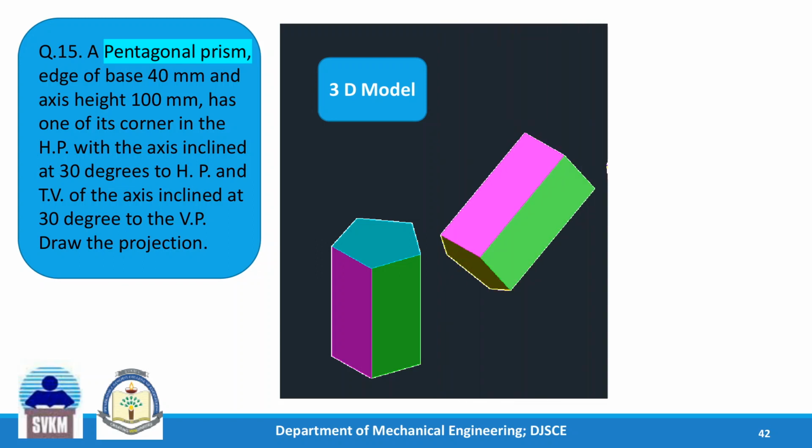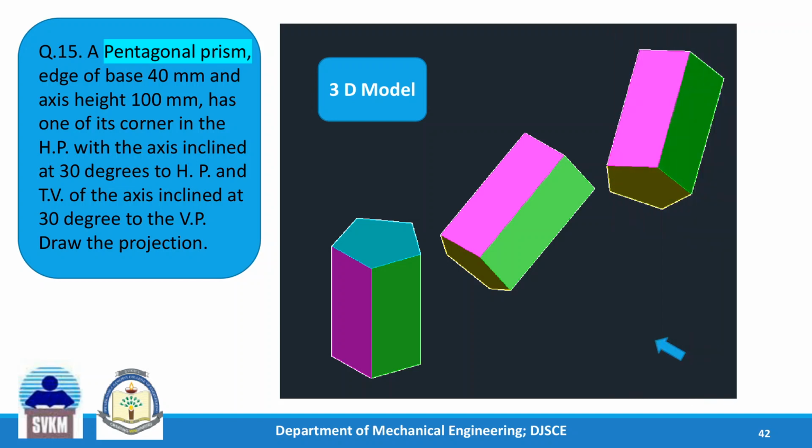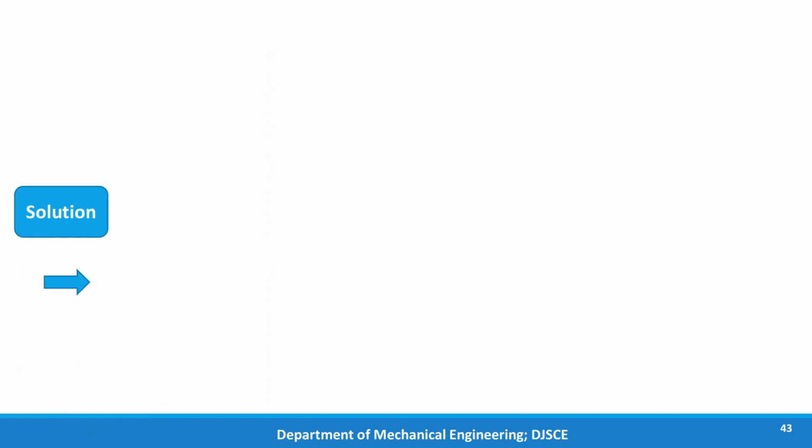So this is the second step. We are going to tilt it in the second step. Now this is what is done. In the second step we have tilted this so that the axis is making 30 degrees with HP. And third step, we are going to reorient this such that the top view of the axis makes an angle of 30 degrees with VP. So that will take care of the third step solution. Let us see the first 2 steps and then solve the third step on AutoCAD.